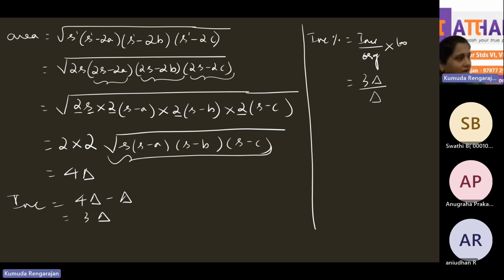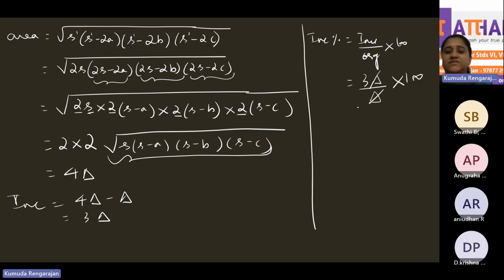What was the original area? Delta. What's the new area? 4 delta. What's the increase? 3 delta. So increase 3 delta by the original delta into 100. Delta and delta get cancelled. Otherwise you would be writing root of s into s minus a into s minus b into s minus c everywhere. That's why we use a symbol for that. 3 into 100, 300%. So the increase percentage is equal to 300%.